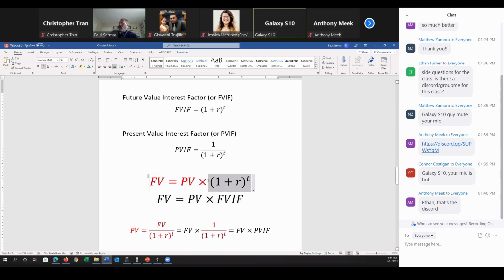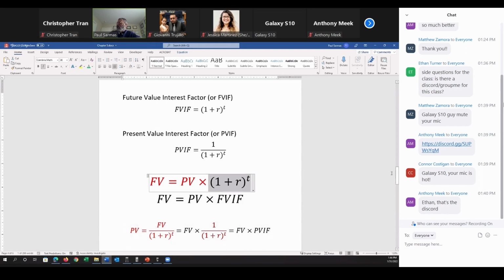So you can write this formula as present value times (1 plus R) to the power T, or you can say present value times FVIF. So FVIF is the same (1 plus R) to the power T.